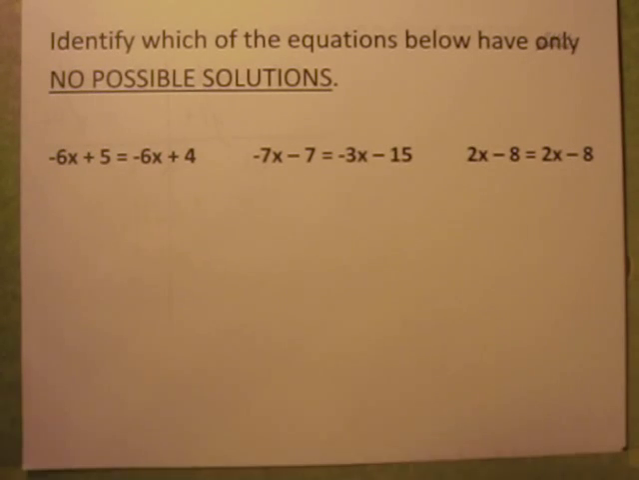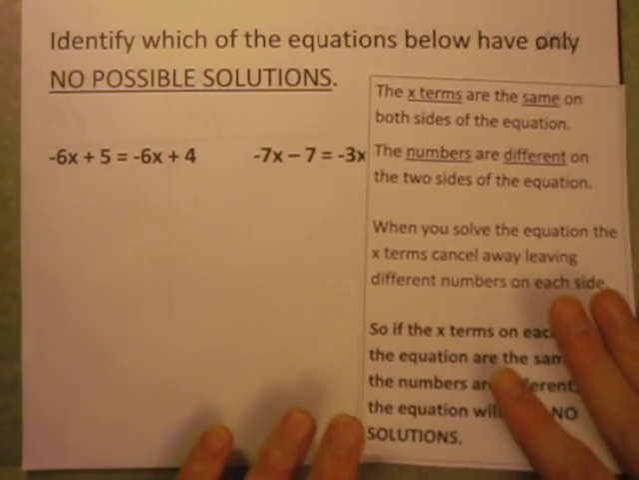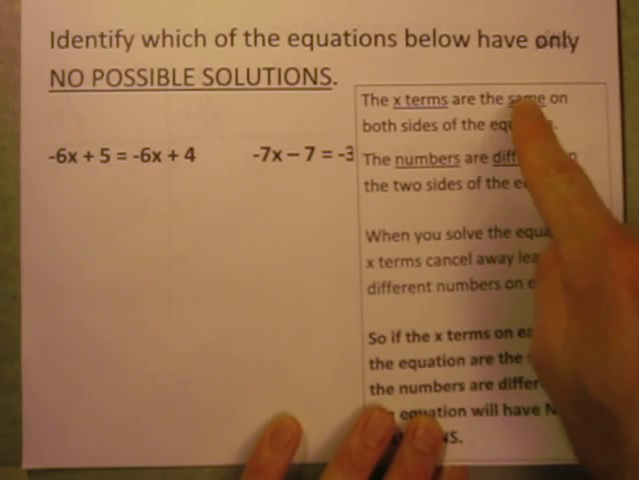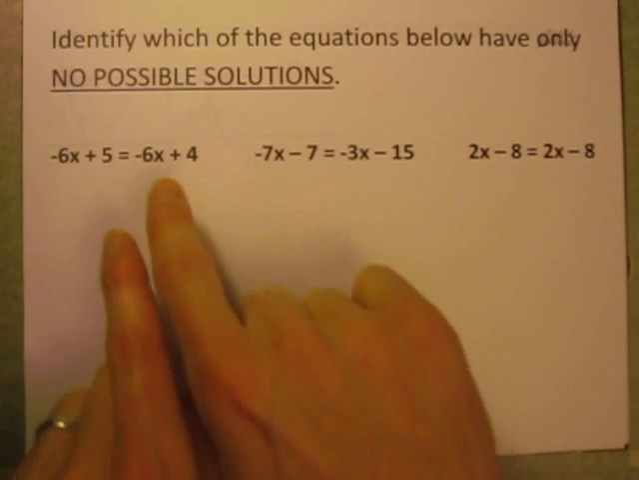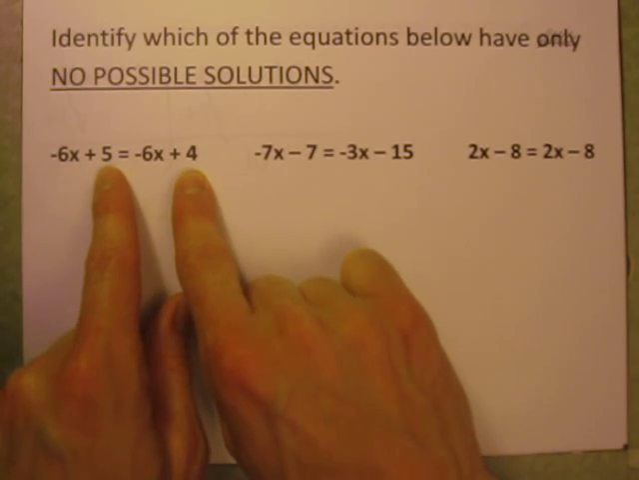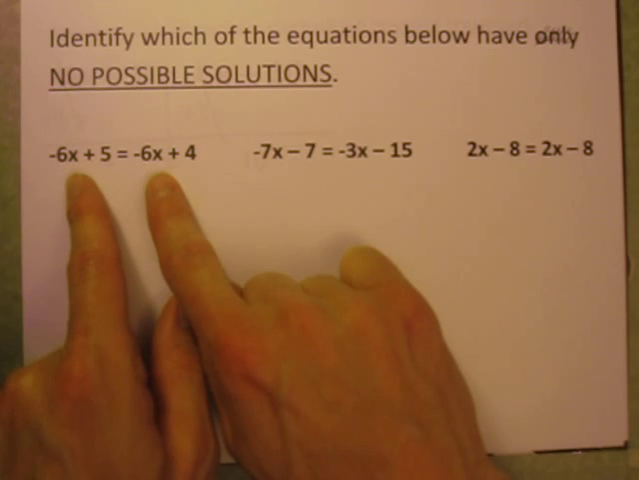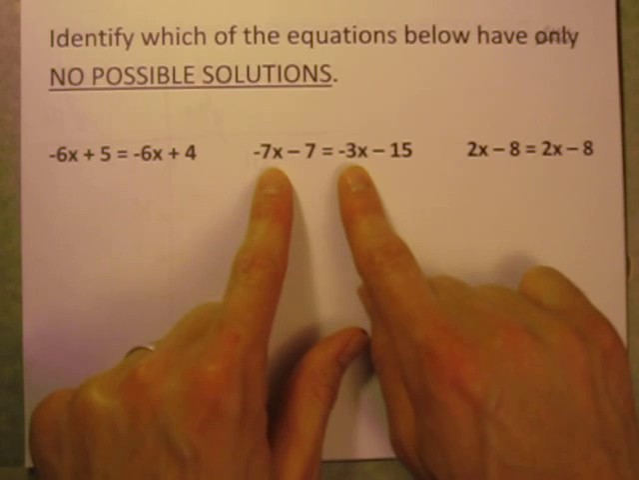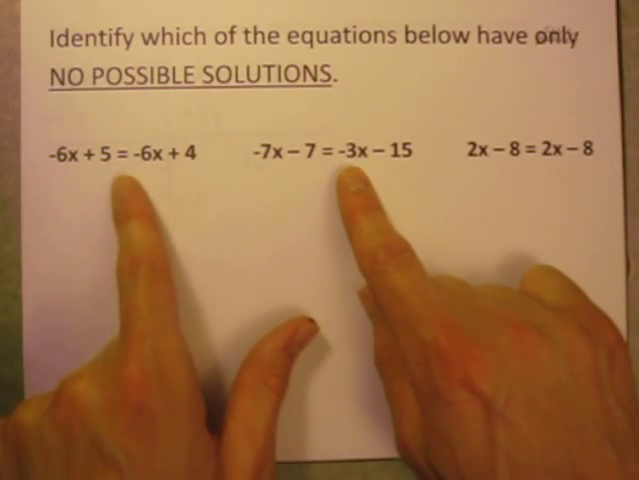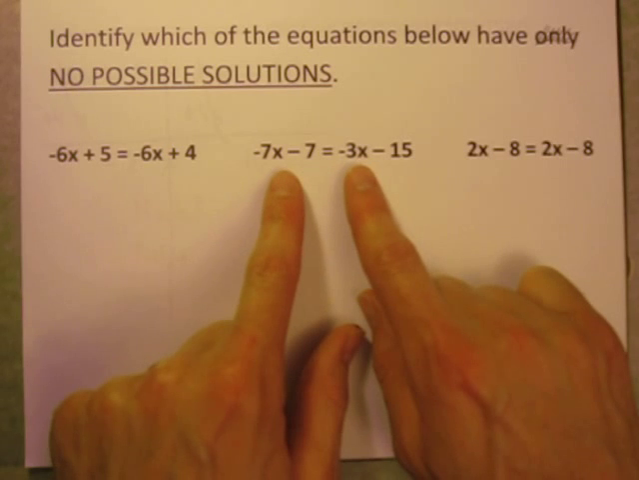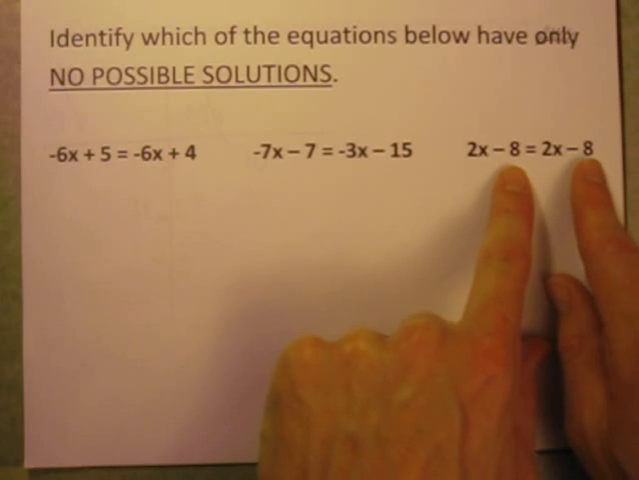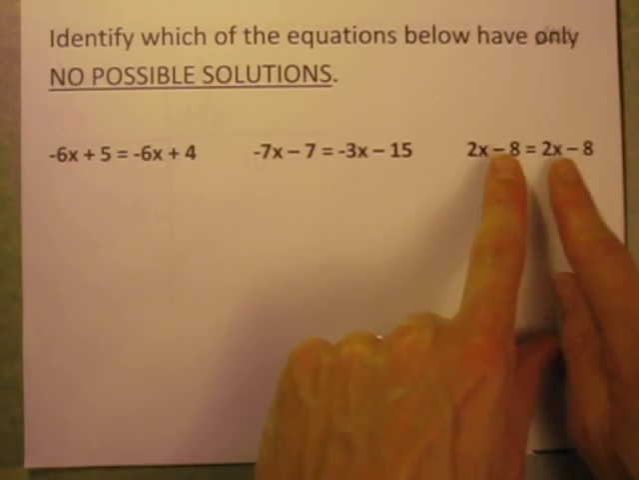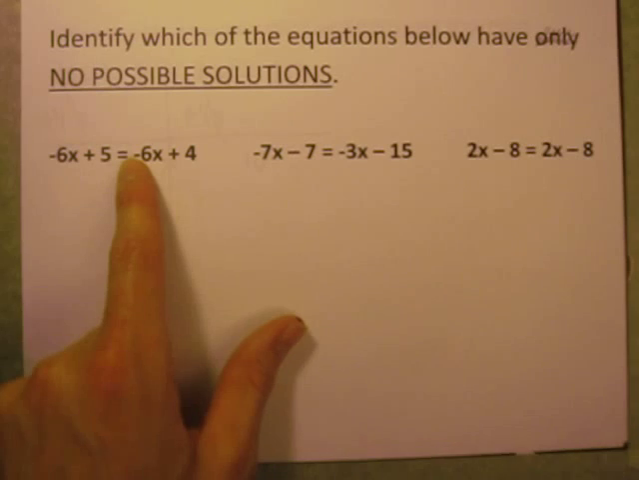If I look at these, remember what the rules are here. If the x terms are the same on both sides but the numbers are different, we're going to have no solutions. So first one, x terms are the same, numbers are different. This equation is going to have no solutions to it. How about this one? Ooh, x terms are different. So this one is not going to fall in that same category. This one is a different type of equation. Here, last one, x terms are the same, but the numbers are also the same, which also puts this in a different category from this type of equation over here.